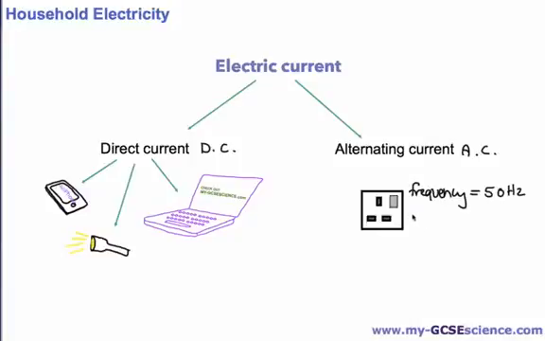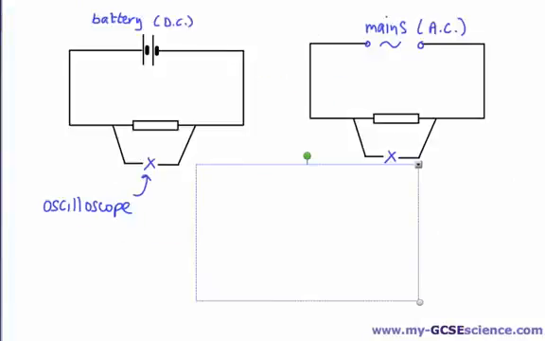And while we're here, we can look at the voltage as well, the potential difference. The voltage supplied by our mains is 230 volts. Okay, two important bits of information that you need to remember: the frequency of 50 Hertz, voltage of 230 volts, and an alternating current supplied by your mains electricity. Now let's have a look at a couple of graphs.